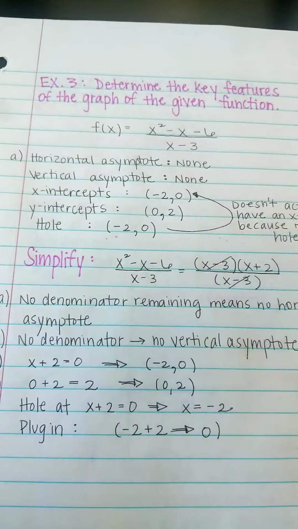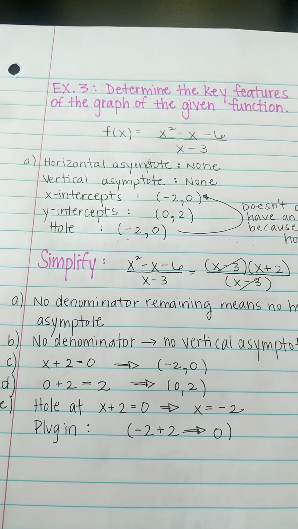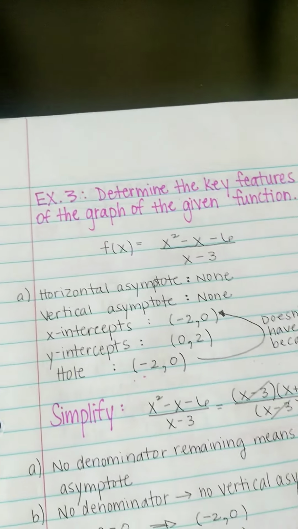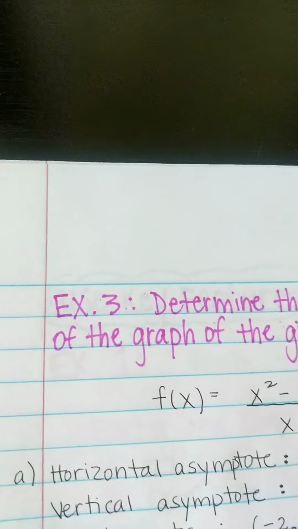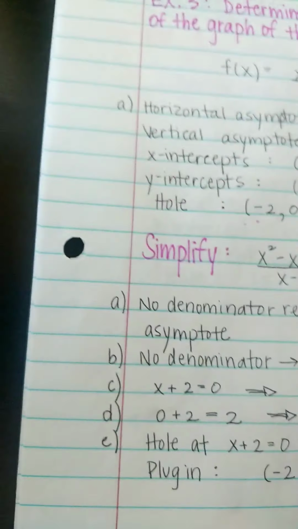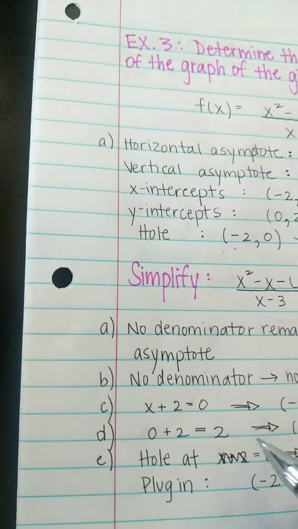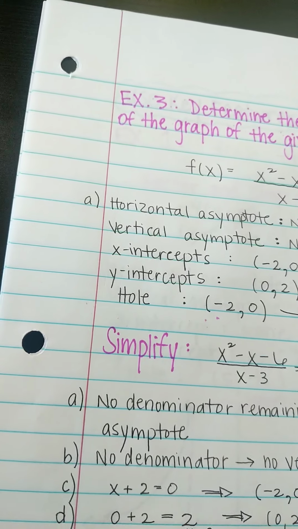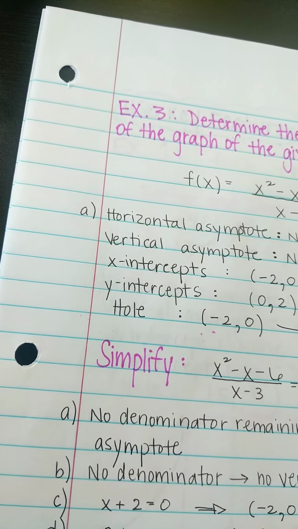Then I solve. Oh, I made a mistake on my hole. No wonder it didn't work. Ooh, we should fix this right now. Let's fix this. Silly me. Okay, the hole should be at x minus 3 equals 0, which means that the hole is at 3.